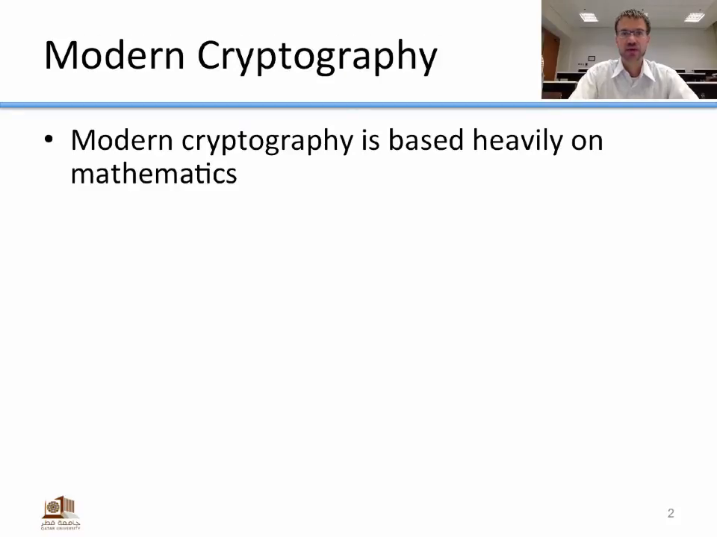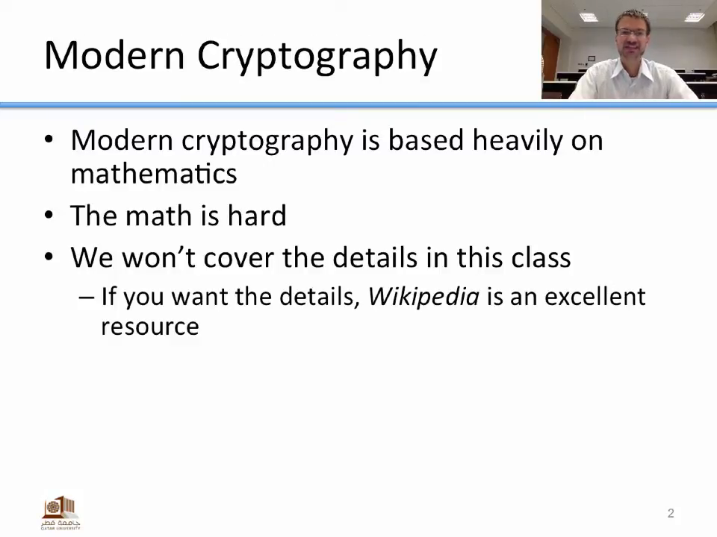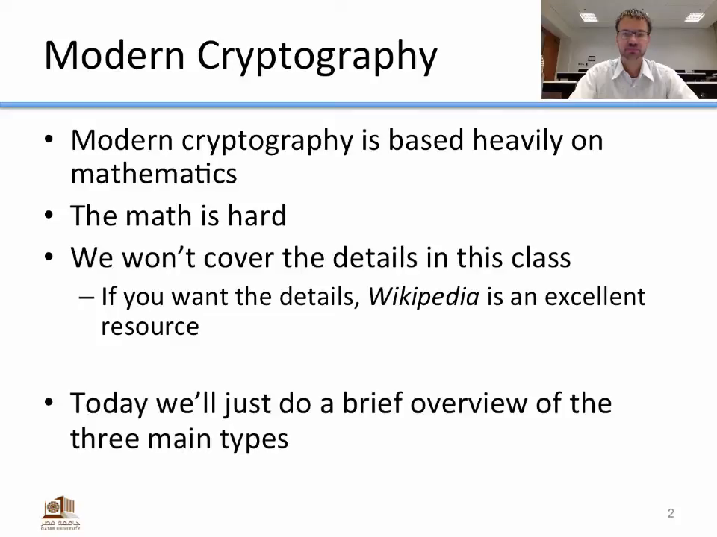The first thing I want to point out is that modern cryptography is based heavily on mathematics. And the math is somewhat difficult, actually. But I'm not going to cover the details of the math in this class. If you want the details, because cryptography math is actually really fascinating, you can go to Wikipedia, and it's an excellent resource. A lot of good cryptographers have written a lot of excellent articles on Wikipedia about various types of cryptography, and you can get a lot of details there.